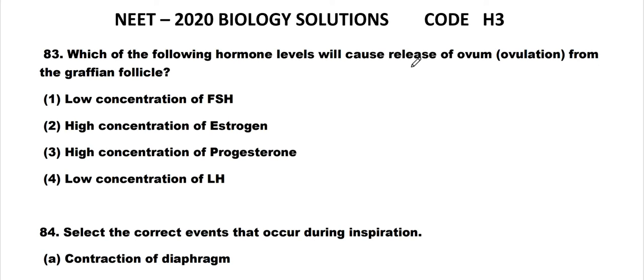Ovulation is due to LH surge. So when LH, luteinizing hormone levels, increase on the 14th day, that causes ovulation. So who will trigger this?